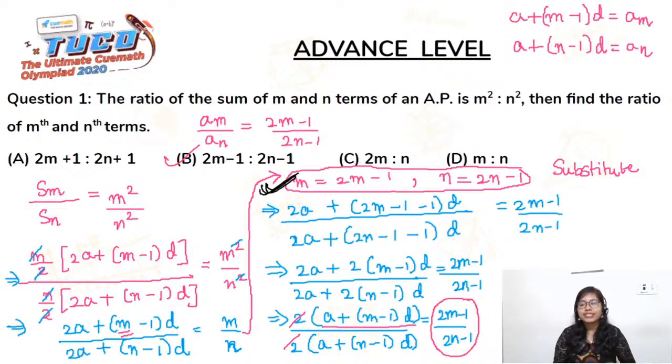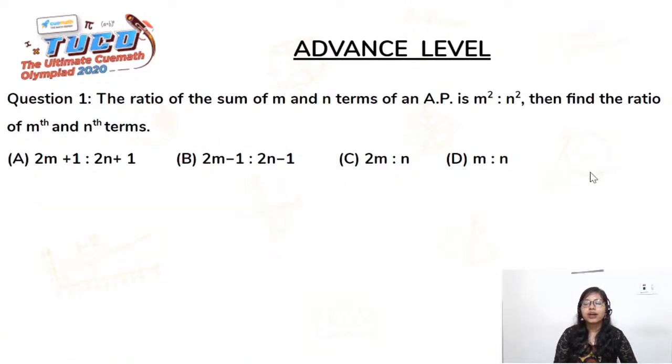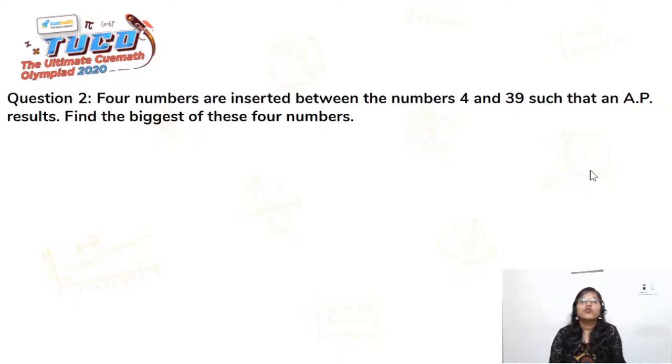Okay. With this, we are going to go ahead with our final question for today. So here goes our last question for this session. 4 numbers are inserted between the numbers 4 and 39 such that an AP results. Find the biggest of these 4 numbers. Okay, let's see who gives the answer to this.